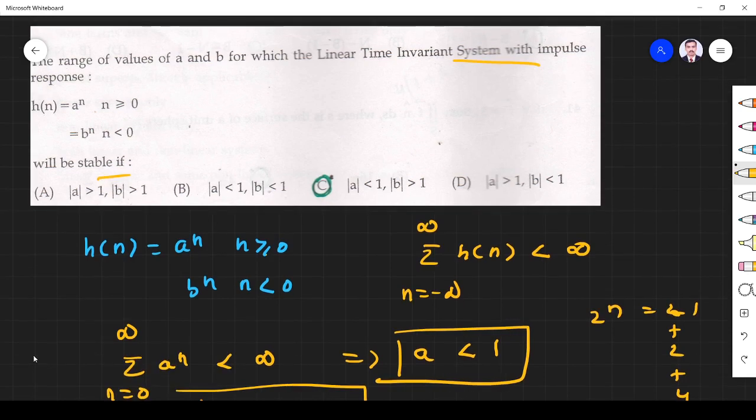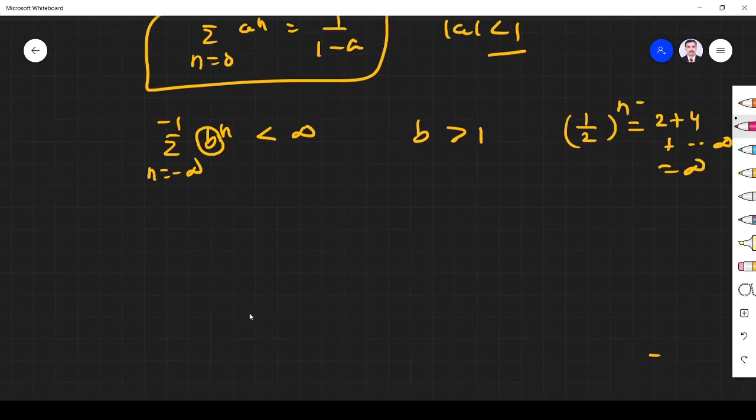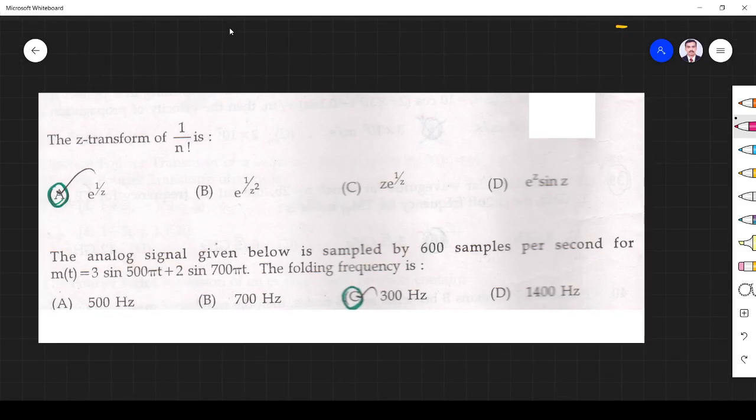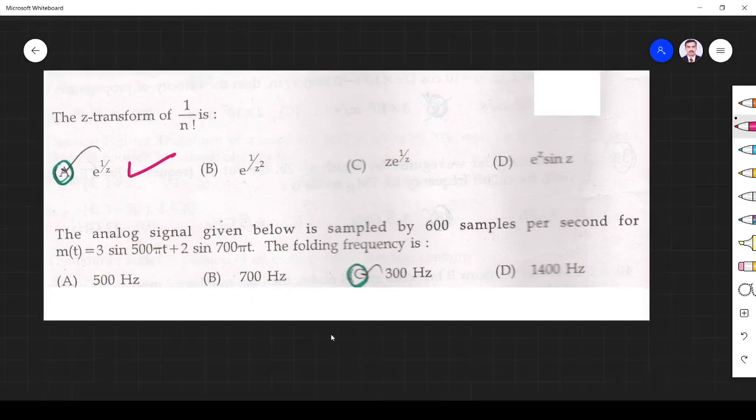So for this equation, the system will be stable when a is less than 1 and b must be greater than 1. Right? Next one, the z transform of 1 by n factorial is, surely it is a direct question, simple question, e power 1 by z, right? So this you must know.